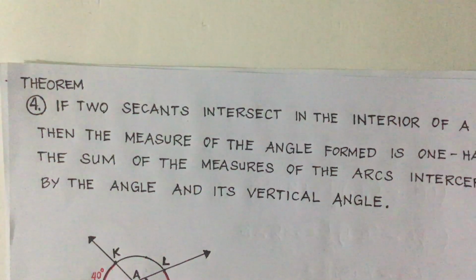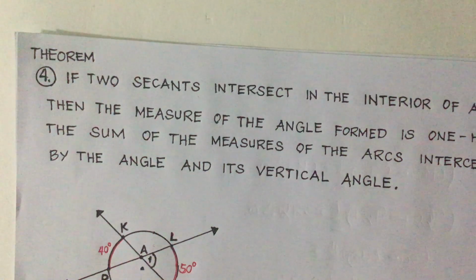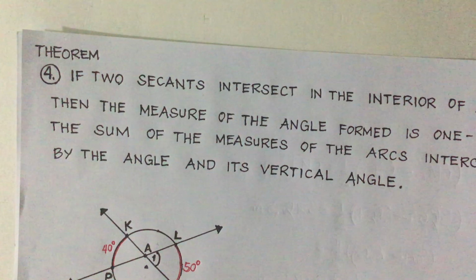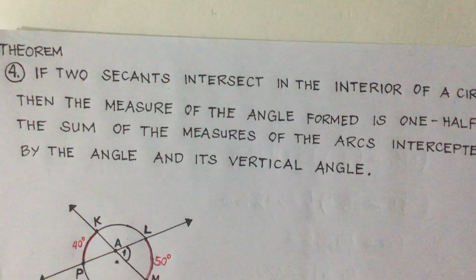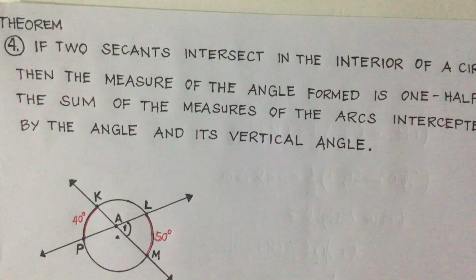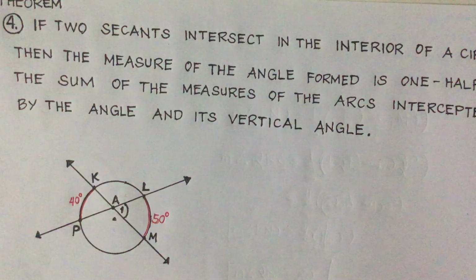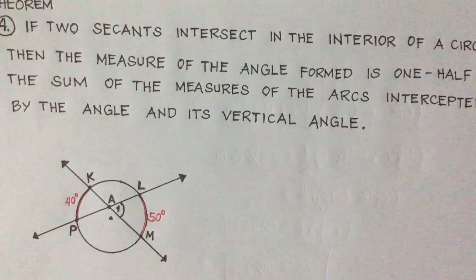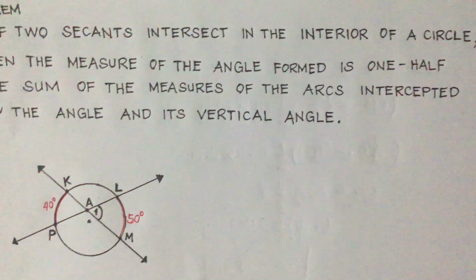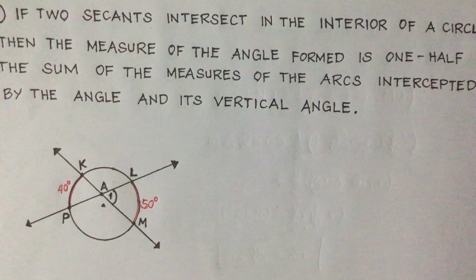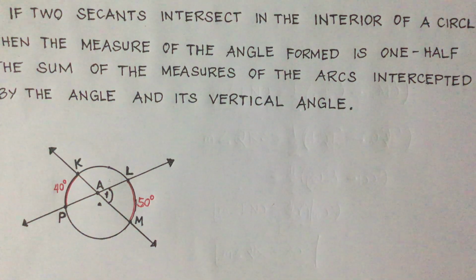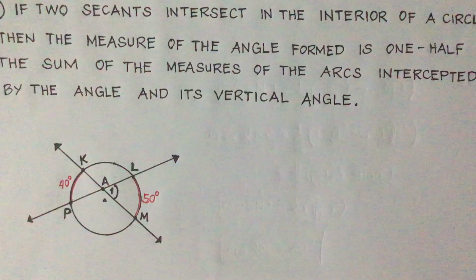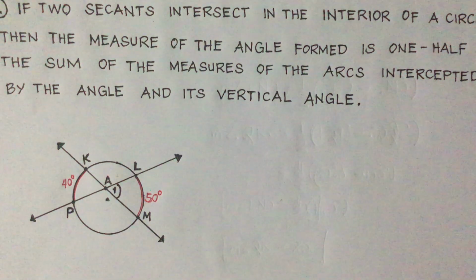And let's have the fourth theorem. So fourth theorem is different from the other theorem. So number 1 theorem, number 2, and number 3 nga theorem. So since ang point of intersection niya is naa siya sa sulod, or inside the circle. So we have this: if two secants intersect in the interior of a circle, then the measure of the angle formed is 1/2 the sum of the measures of the arcs intercepted by the angle and its vertical angle.